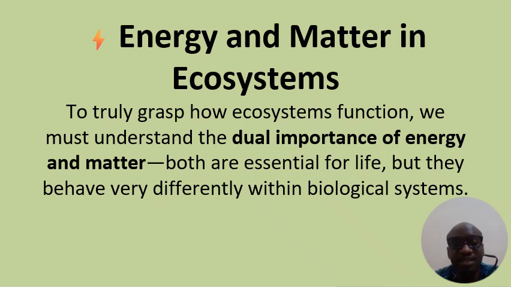Every organism, from the tiniest microorganism to the largest mammal, depends on energy to grow and reproduce, maintain their internal balances, and carry out their metabolic processes. However, unlike matter, energy flows in one direction in an ecosystem. That is, it enters as sunlight and is transformed by producers like plants and eventually dissipates as heat. So the energy flows in one direction. Energy is not recycled; it is acquired and dissipated.